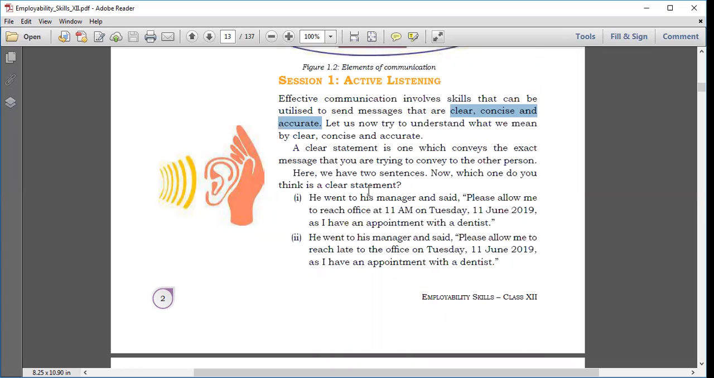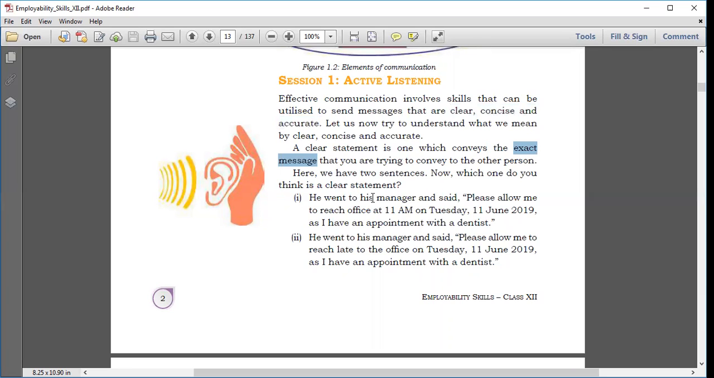The message that you're sending should be clear, should be concise, it should be accurate. So let's try to understand what we mean by clear, concise, and accurate. A clear statement is the one which conveys the exact message, exact meaning. Clear in the sense that whatever message you are passing on, it is thoroughly conveyed to the person whom you are sending it.